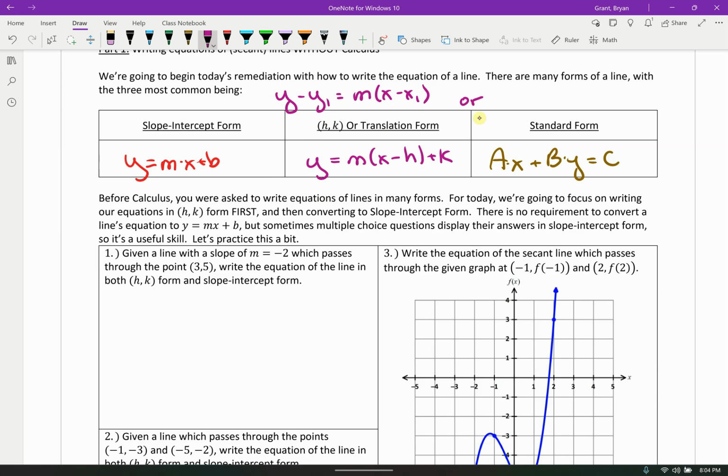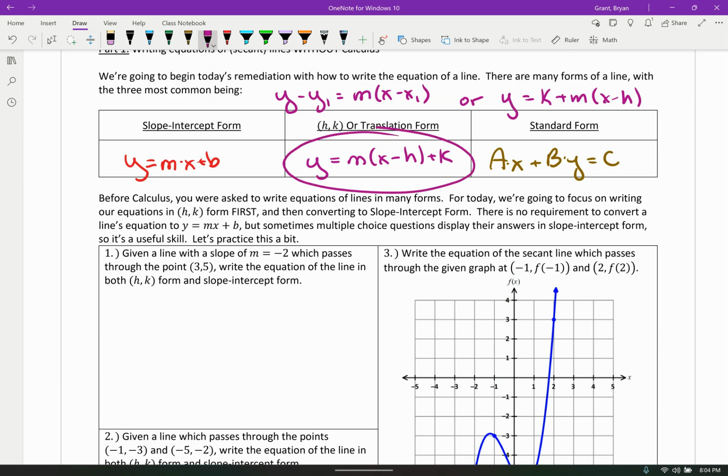You might even see kind of a slightly different version of this where you see y equals k plus m times x minus h. And actually there's a reason that your teachers might show it to you that way, and that's really prepping you for what you're going to do with those infinite series in Calc 2 and Calc BC. But either way, all of these are equivalent forms of a line.